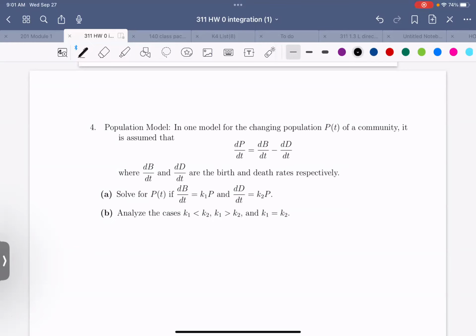All right, so we started yesterday looking at our linear population models. And we did number 1 and number 3 so far, right?